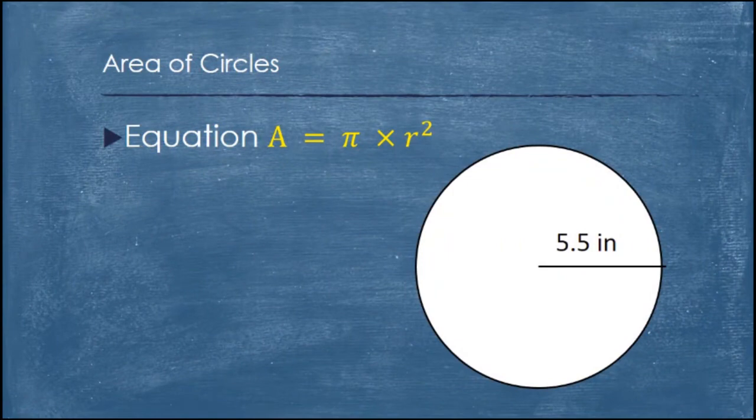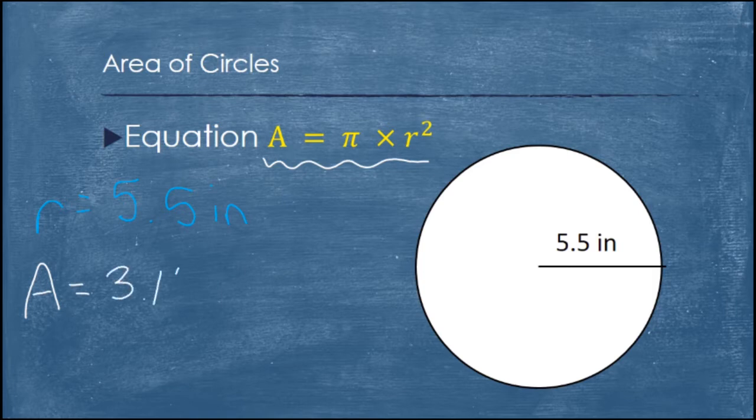Next, we're going to talk about how to find the area of circles. And so here we're given this equation. The area equals pi times our radius squared. And so we can go ahead and write out the radius is equal to 5.5 inches. And then we're going to use that in our equation here. So we're going to rewrite the equation. A equals pi, 3.14 estimated, times 5.5 squared.